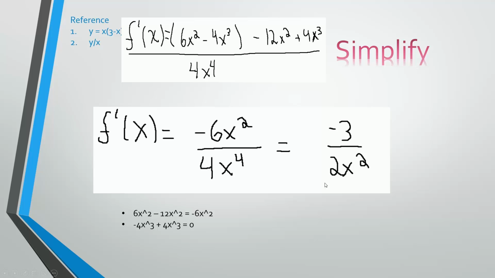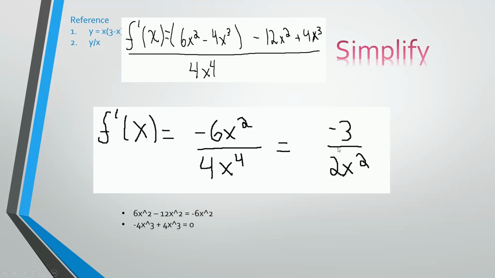So the final step right here is you just simplify. 6x squared minus 12x squared. That equals negative 6x squared. Negative 4x cubed plus 4x cubed cancel each other out. Nice and easy 0. That whole thing divided by 4x to the fourth. Divide everything by 2x squared because you can, because here's your almost finished product. And the finished product is here.